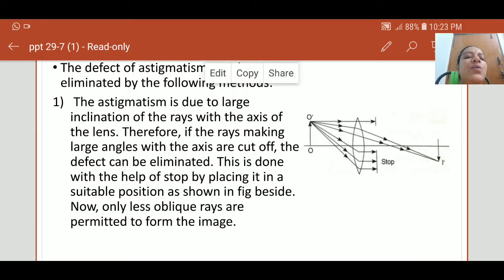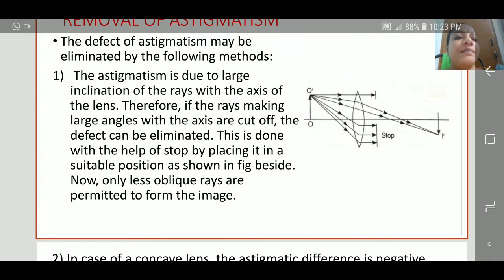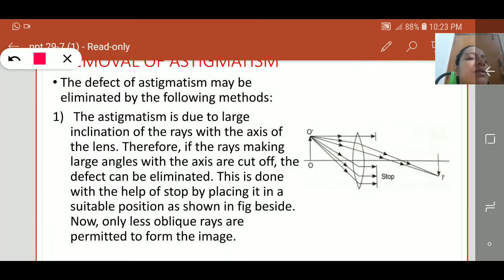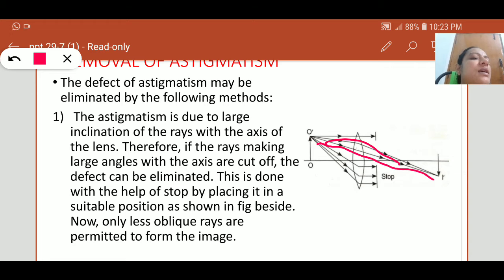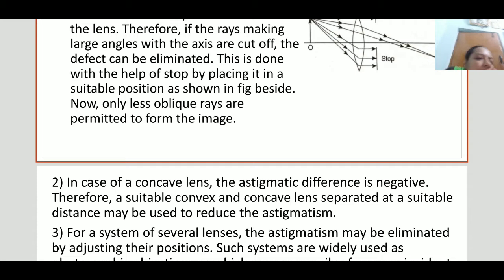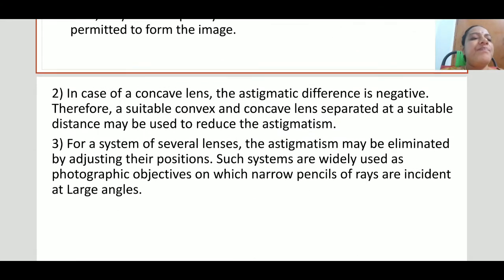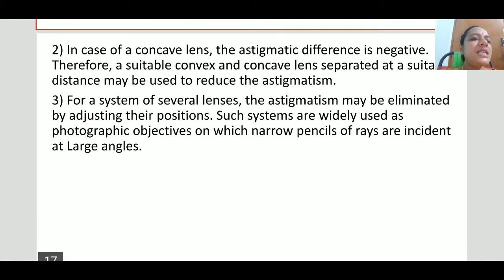The rays which make large inclination are removed, as seen in the figure. Now only less oblique rays are permitted to form the image. These rays do not pass through this system, through this stop. So a stop can minimize this astigmatism. Similarly, in the case of a concave lens, the astigmatism difference is taken as negative.